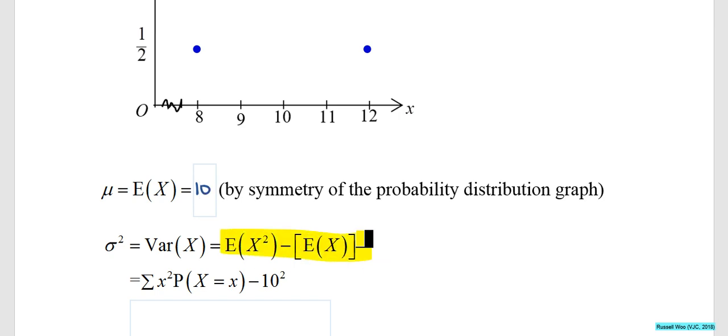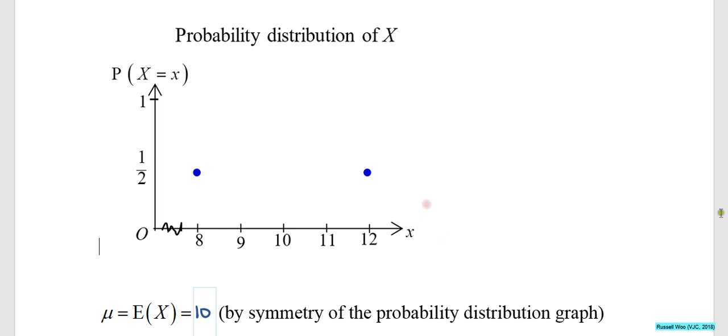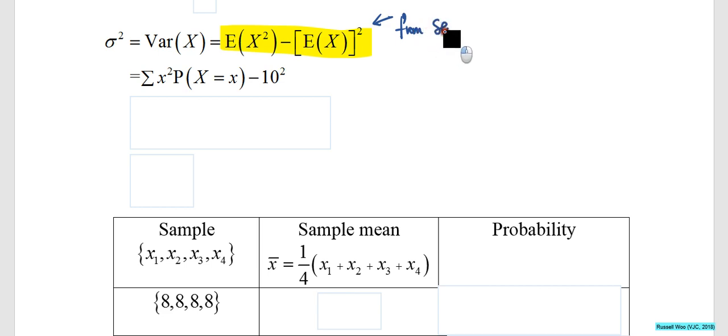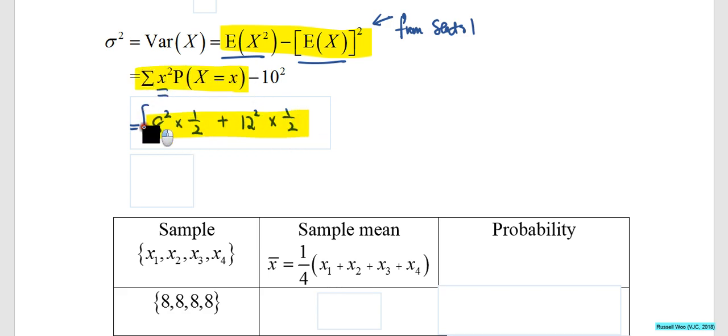And I don't think I need to go through how to find the variance. You recall, this formula is from stats 1: expected value of x squared minus expected value of x, whole thing squared. Now, what is expected value of x squared? It is 8 squared times half plus 12 squared times half, minus away your 10 squared. Then you get a 4. So all this is just revision for stats 1: how do you calculate the mean and the variance of a discrete random variable?